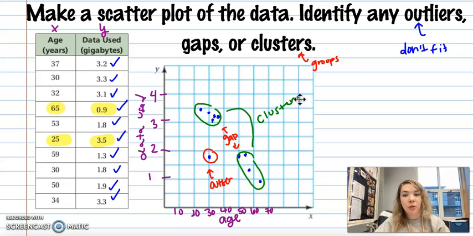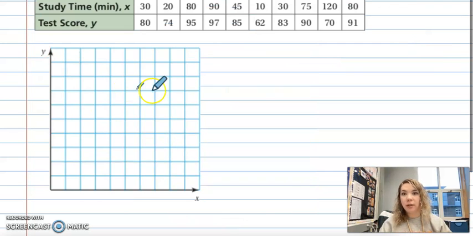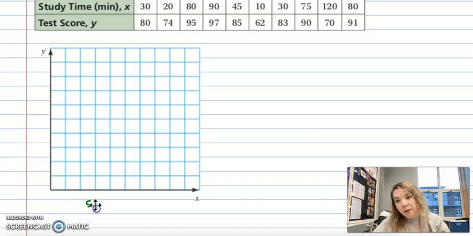Okay? So that's really what we're doing today. We're trying to make the picture and then identify those 3 things: outliers, gaps, and clusters. All right, we're going to do one more example to finish out our notes today. So we have a new situation here. We have study time for X and test score for Y. So my first step is to label those axes.